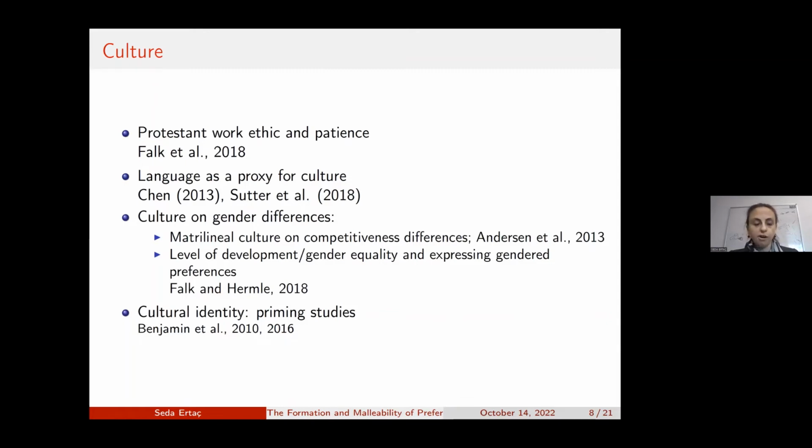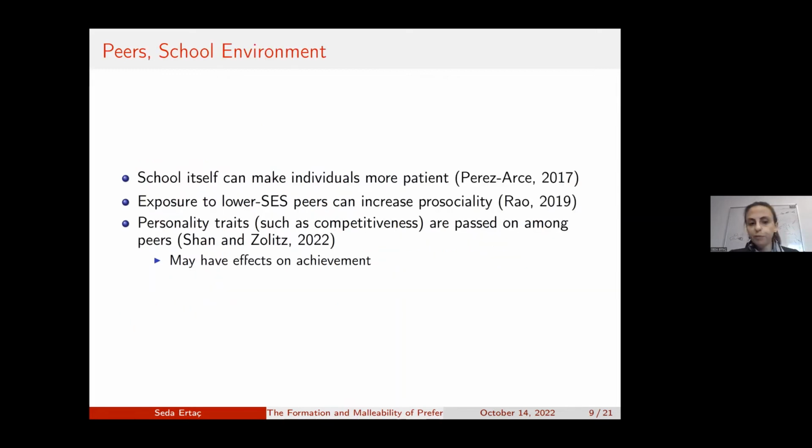There are different aspects of culture, religion, language, matrilineal, how gender equal the country is. And these may have effects on preferences, not always in the expected direction. And priming studies that prime cultural identity use a different way to show these associations. Peers and school environment is important. Personality traits can be passed on across peers. And for example, exposure to lower SES peers can increase prosociality.